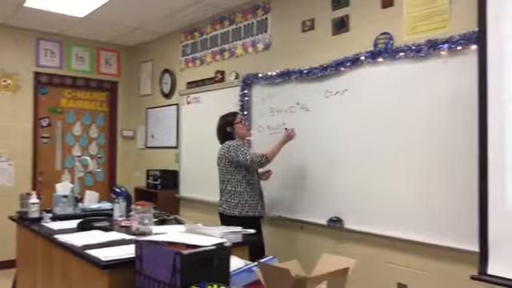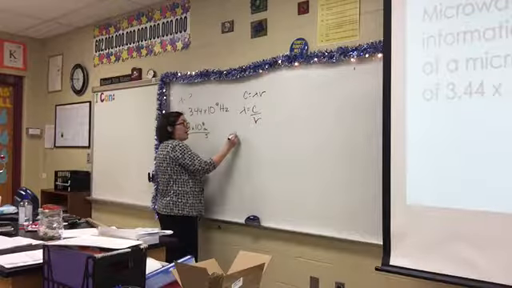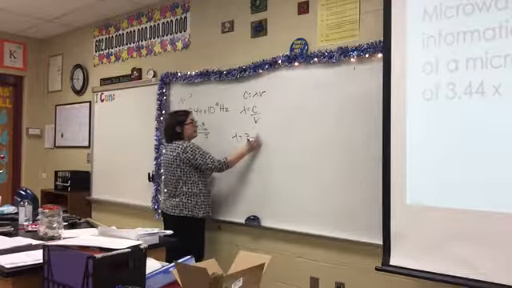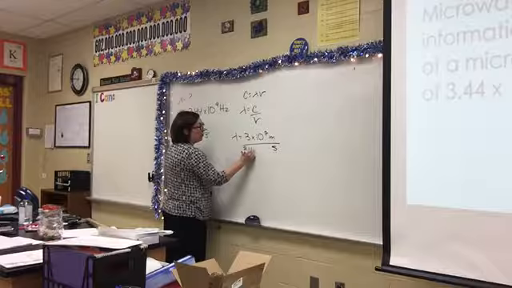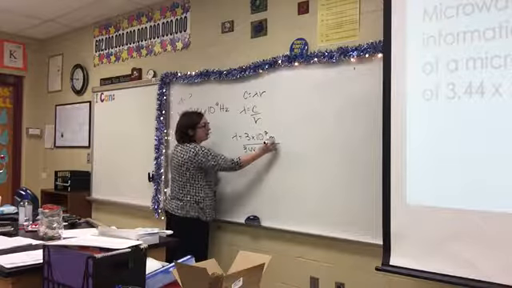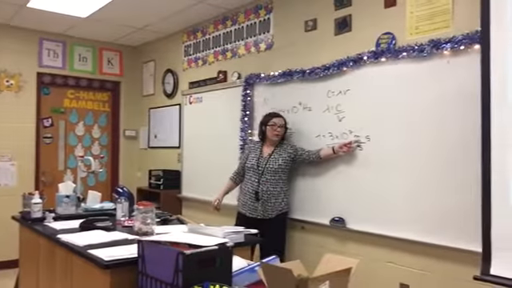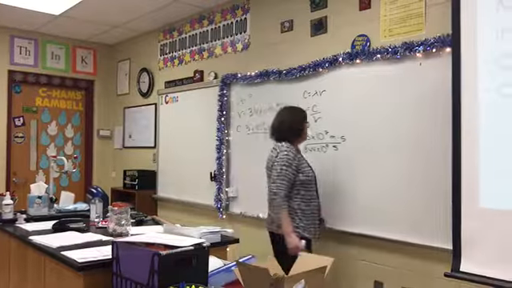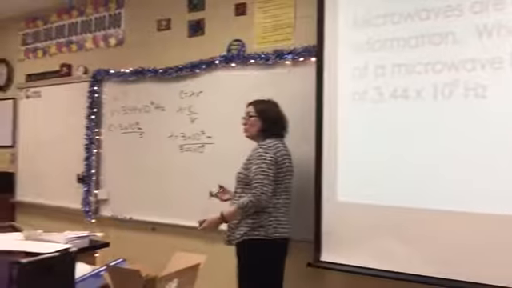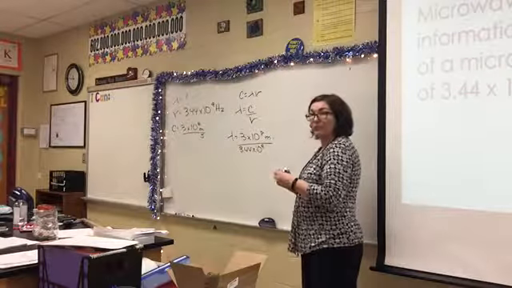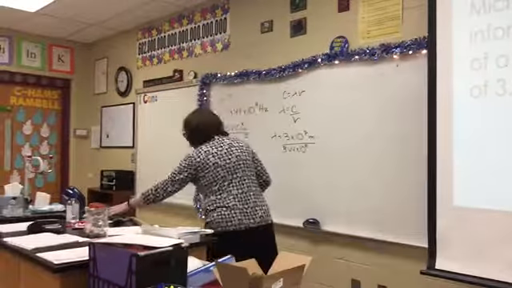So I've rearranged this. Wavelength equals c divided by frequency. I substitute 3 times 10 to the 8th meters per second over 3.44 times 10 to the 9th per second, because it's 1 over s, 1 over s. But look how nicely this works out. My seconds cancel out, leaving me with just meters, which is the unit for wavelength, right? Are we okay?